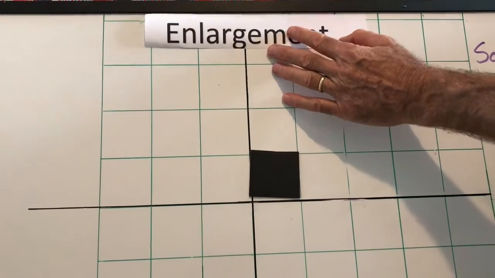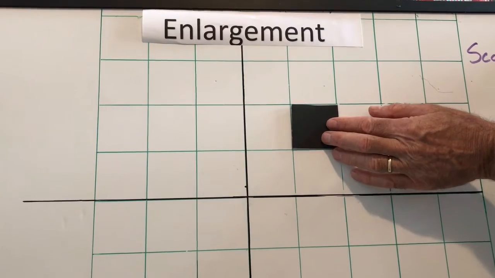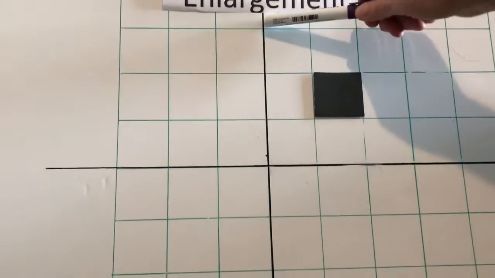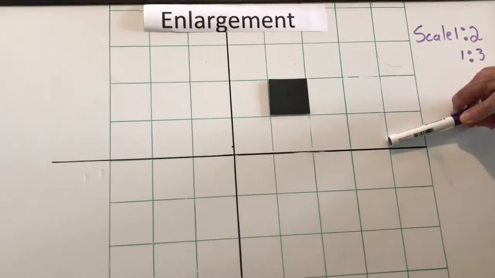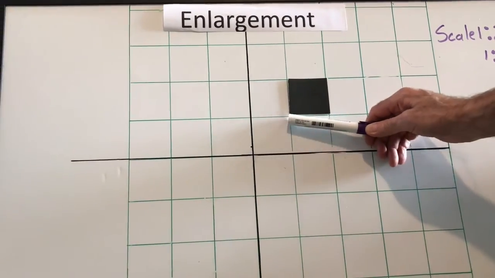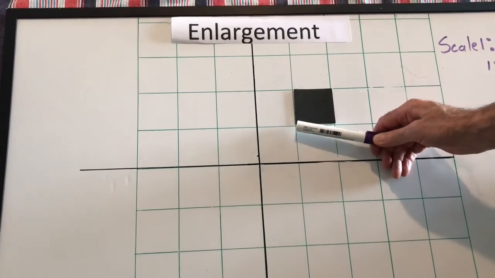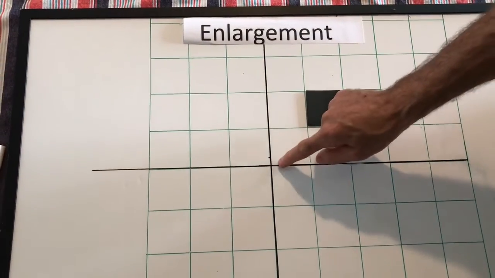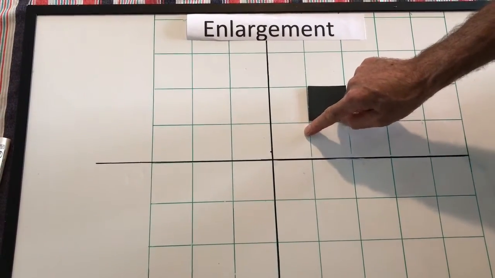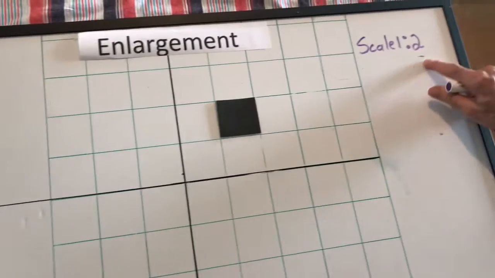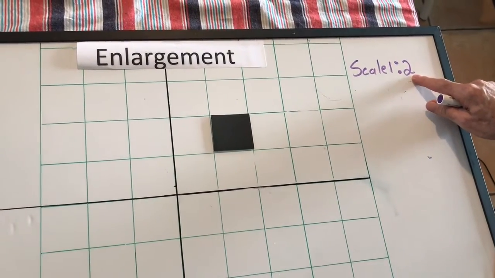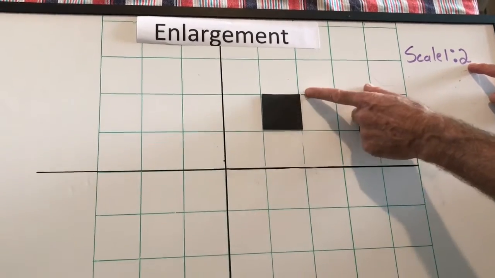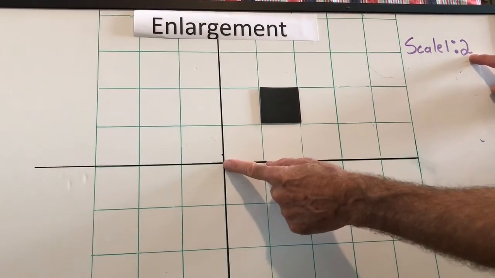If I was to have a look at enlarging on a Cartesian plane, remember my Cartesian plane has a y-axis and an x-axis. I need to take into account how far from the origin my shape is. I can see that my shape is 1 square away. If I was going to do this on a scale of 1 to 2, I would need to double the distance that my square started away from the origin.